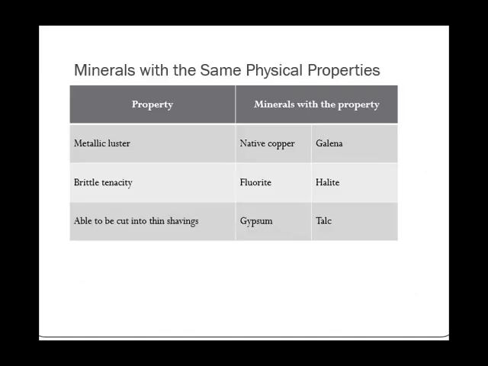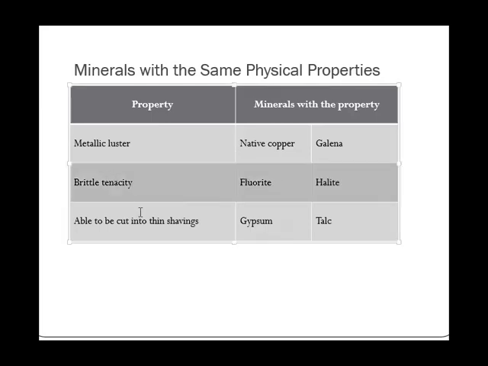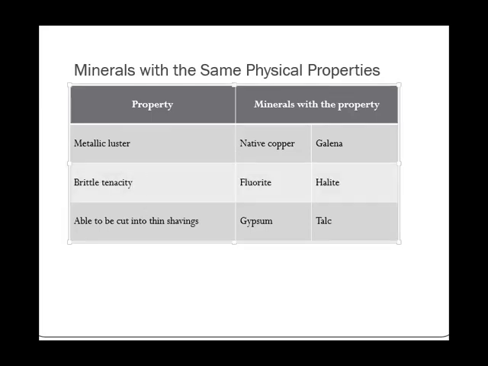Okay. Now, the idea over here is that there are many minerals that might have the same characteristics and so therefore cannot be used to identify them. For example, native copper and galena both have metallic luster, whereas fluorite and halite both have brittle tenacity. So if you're going to tell the difference between fluorite and halite, well, they both have brittle tenacity, so you've got to figure something else out.